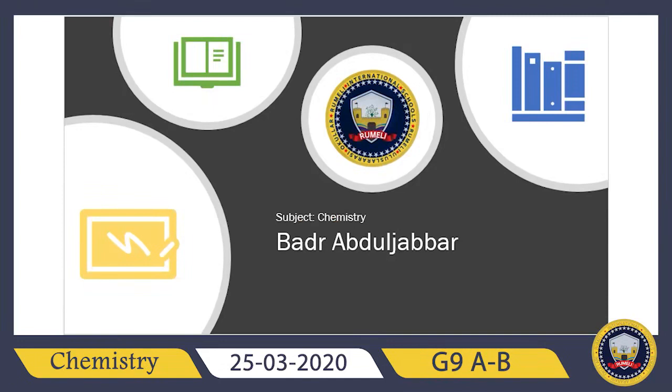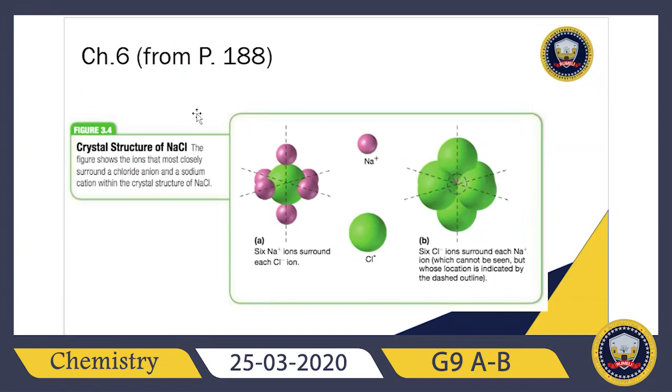So, today is lesson 7 for our chemistry class. I hope you have studied our previous lessons. Okay, so in this lesson, of course, it is chapter 6 from page 188. But let me just review a few things with you from the previous lesson. I hope you have studied it because it is very important.